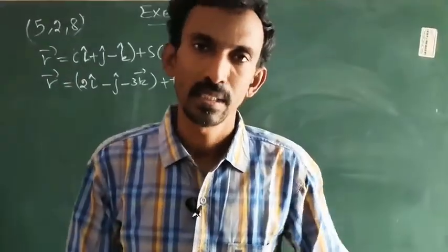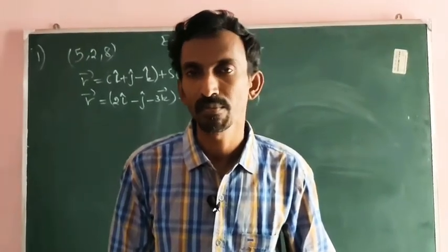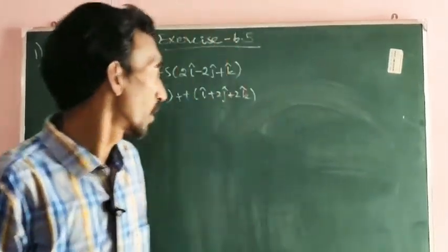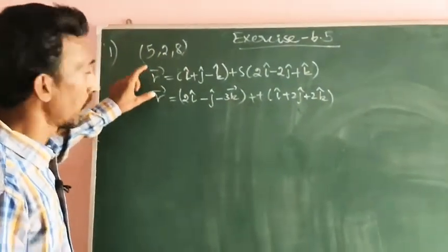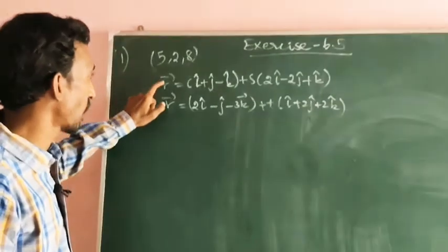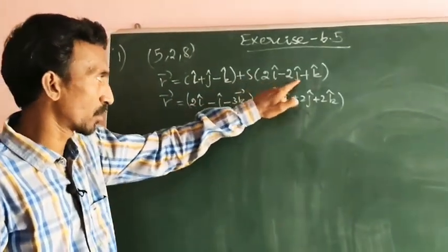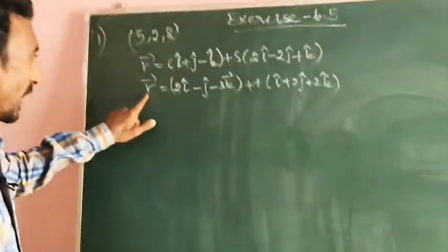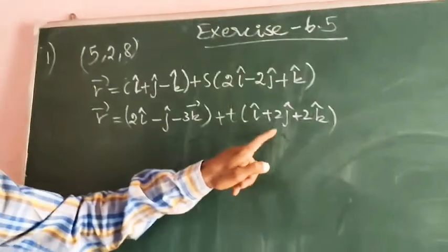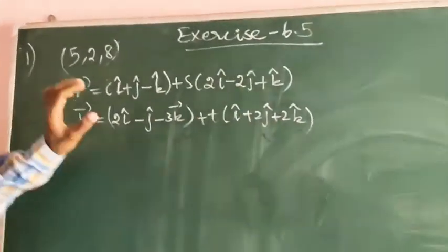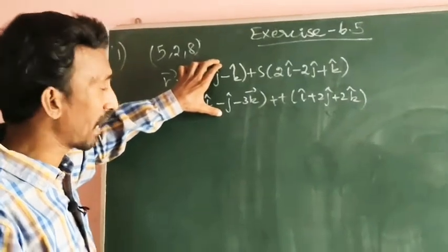The first question is: find the parametric vector form and Cartesian form of the straight line passing through the point (5, 2, 8) and perpendicular to the given two lines. The first line is r vector equal to i plus j minus k plus s into (2i minus 2j plus k), and the second one is r vector equal to 2i minus j minus 3k plus t into (i plus 2j plus 2k). Just compare the given two straight lines, both are in the parametric vector form.